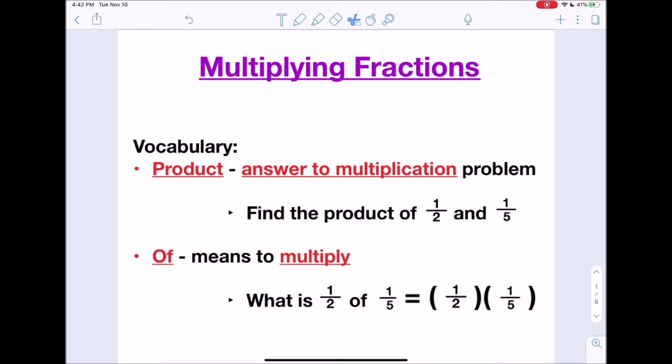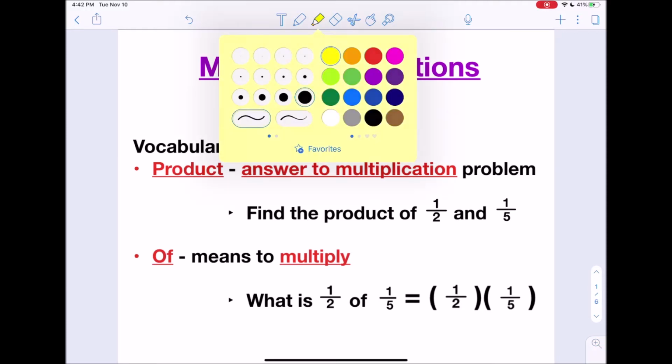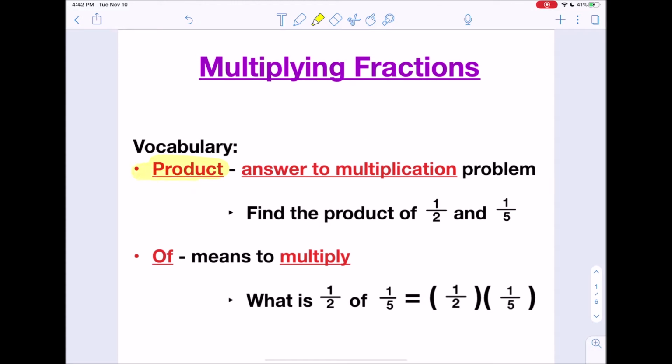Today we're going to be looking at multiplying fractions. But before we start multiplying fractions, there's a couple of vocabulary words that I want to go over with you. The first one is product. Anytime you see the word product, product means the answer to a multiplication problem. So if you get a problem that says find the product of a half and 1/5, that means they want you to multiply together a half and 1/5.